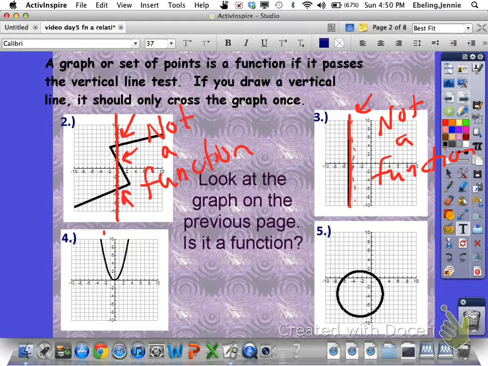And number 4, if I put a vertical line here, it only hits it once. If I put a vertical line here, the graph only hits it once, and here. Since it's only hitting a vertical line at one spot anywhere on the graph, this is a function.